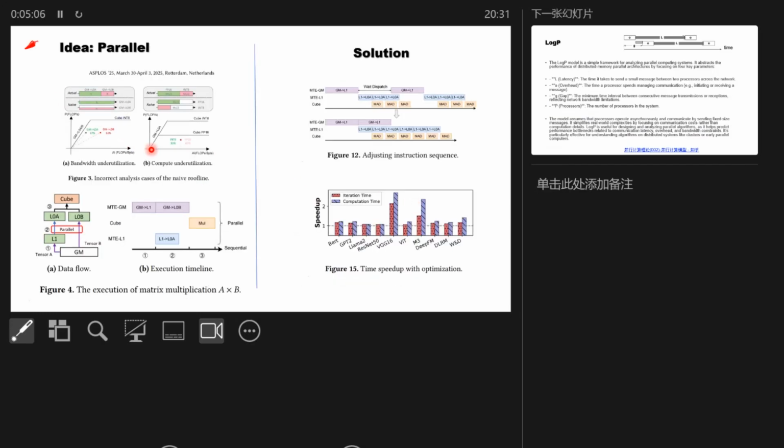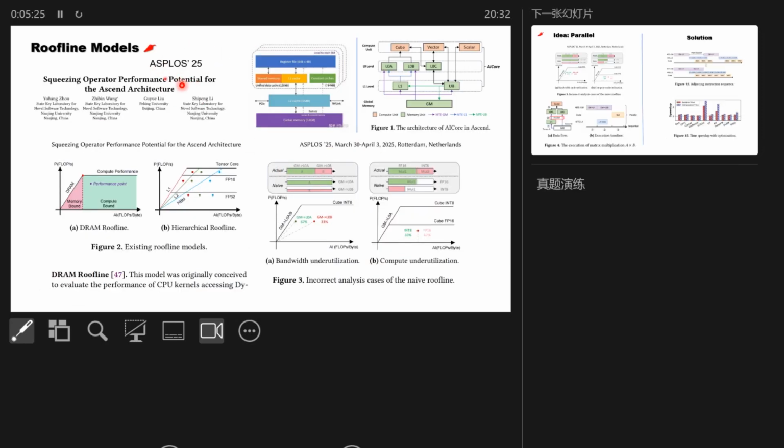So their idea is very simple. They find that the analysis of the naive roofline will be incorrect. So they just load it in parallel and do a new model analysis, and then they try to load them in parallel, bridging the gap and getting better performance. That is the Ascend paper's idea. Very simple, right?